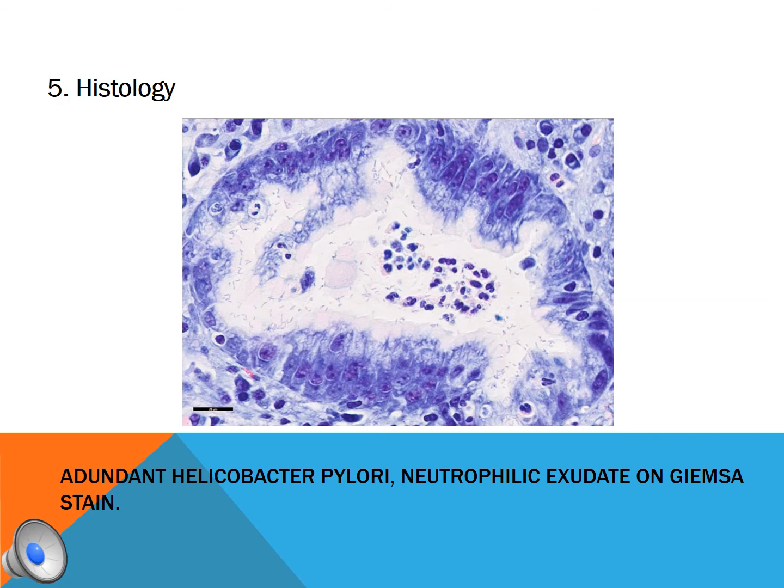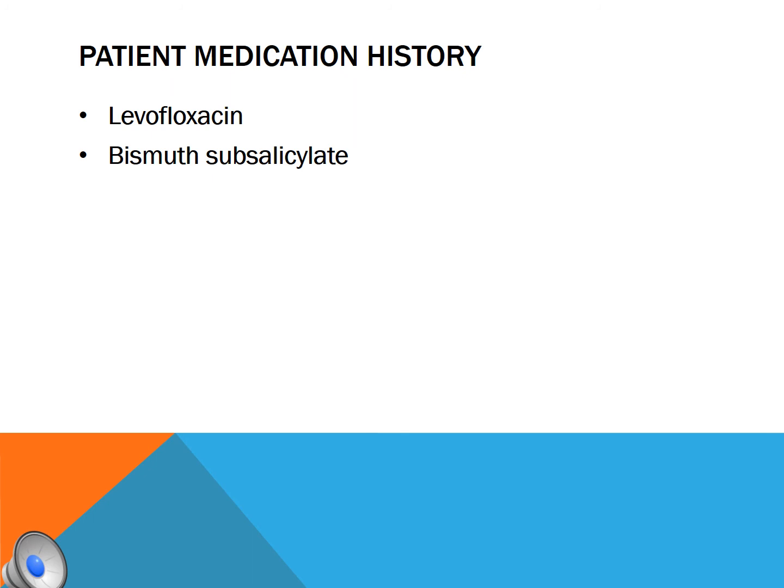And this is an example from the histology department. As you can see in the picture, there are abundant Helicobacter pylori and neutrophilic exudate on Giemsa stain. For patient medication, the patient has been given levofloxacin as antibiotic and bismuth subsalicylate for protection from stomach acid.